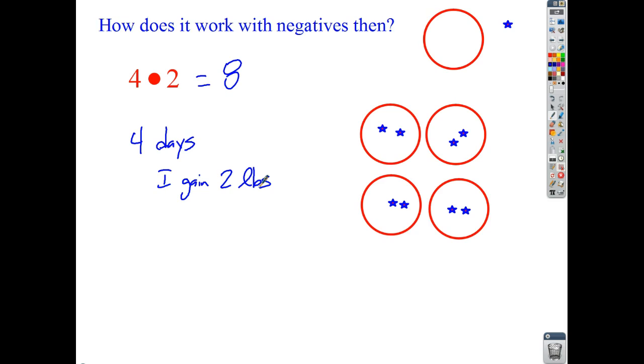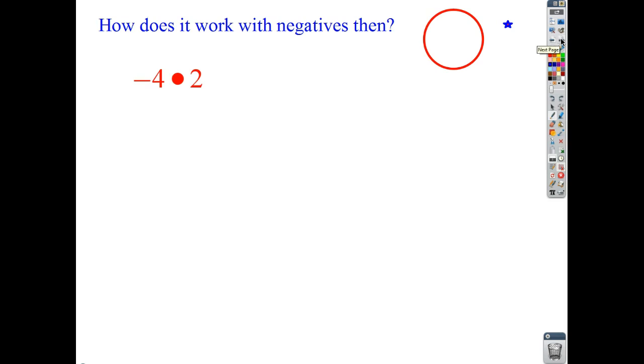So in 4 days, I gain 2 pounds each day. And so how much do I gain total? Well, total would be 8 pounds, right? So this could be day 1, day 2, day 3, day 4, and together it means I gain 8 pounds. All right, well, what does it mean if I have -4 then? Okay, so -4 times 2.